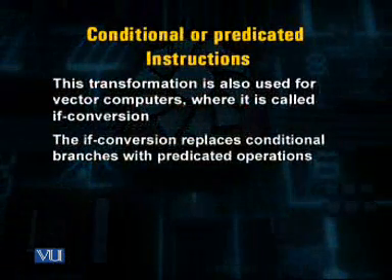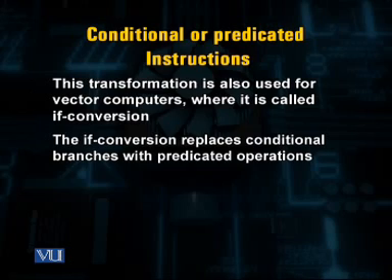Now this transformation is also used for a vector computer. We mentioned the vector computer earlier, where in this particular type of computer, we call this process of transformation of the location to resolve the dependence the if conversion. That is, the if conversion replaces the conditional branch with predicated operation.